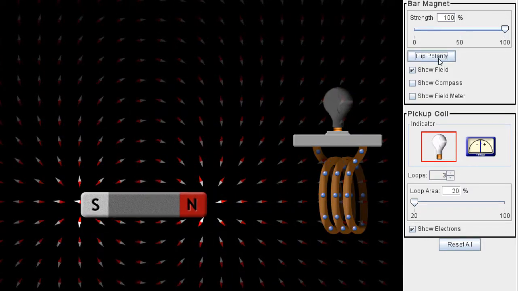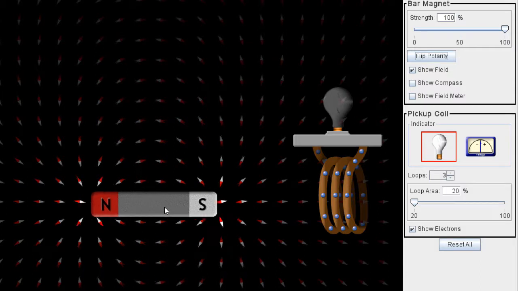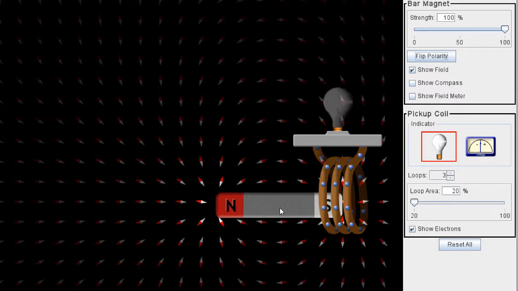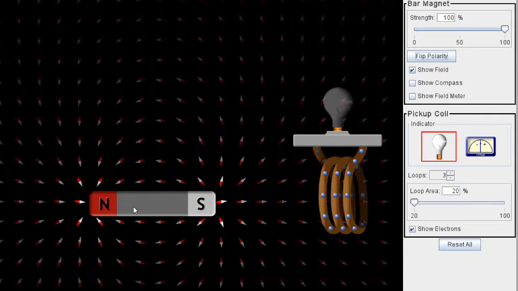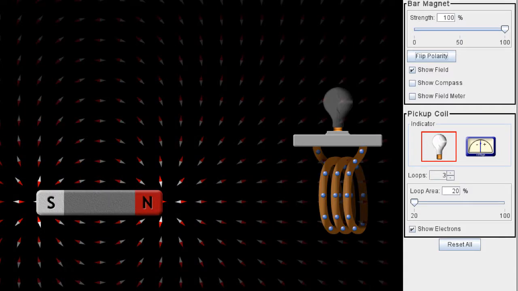If instead I flip around the magnet, and I move the magnet towards the coil, I see the electrons move upwards. And then if I remove the magnet, I see the opposite. I see the electrons moving downwards. So there must be some way that we can predict the direction of electrons based on how we're moving this magnet either towards or away from the coil.